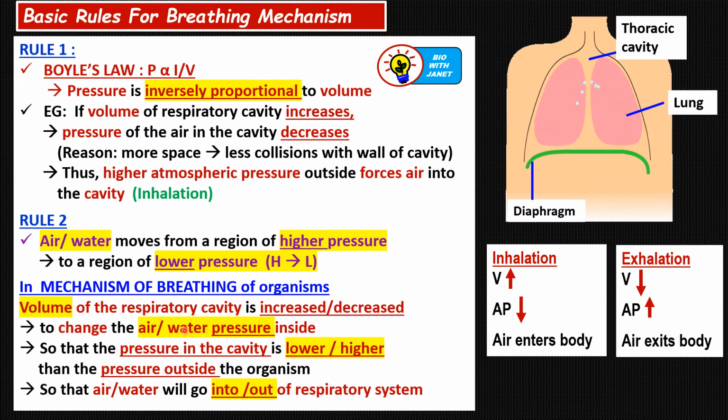So in the mechanism of breathing of organisms, the steps to the breathing, to inhalation and exhalation, is always like this. The volume of the respiratory cavity, such as the thoracic cavity, is increased or decreased to change the air or water pressure inside the cavity, so that the pressure in the body cavity is either higher or lower than the pressure outside the organism. All right? Then the air pressure in the atmosphere, so that the air or water will move either into or out of the respiratory system. And that is the process of inhalation and exhalation.